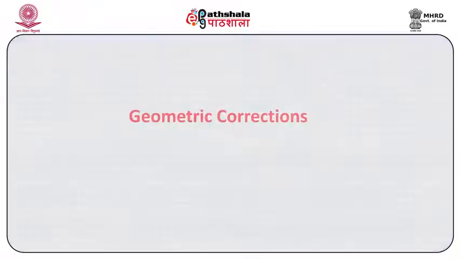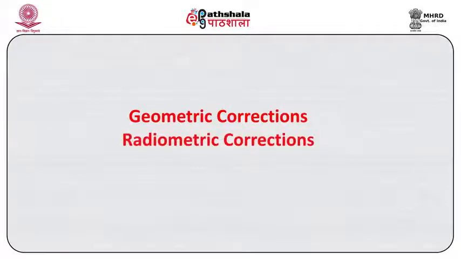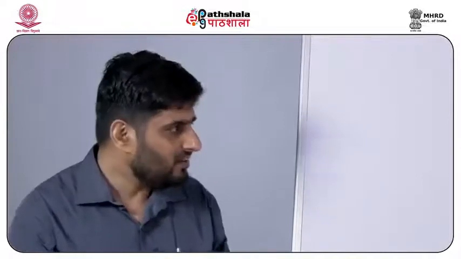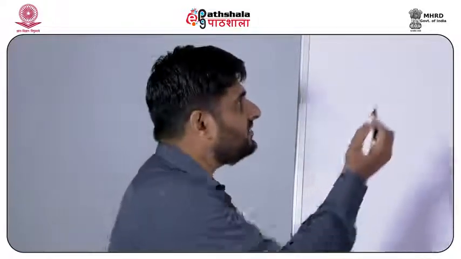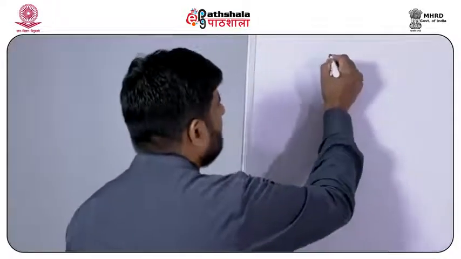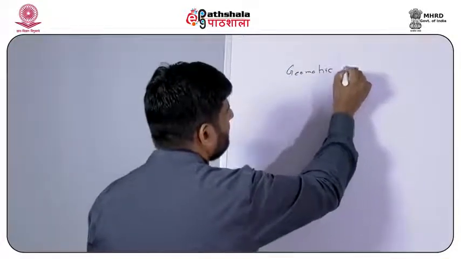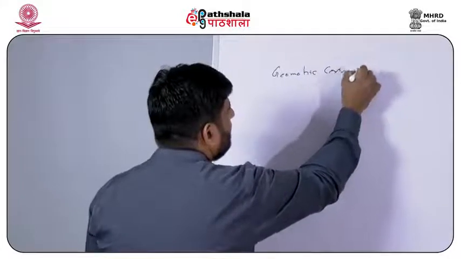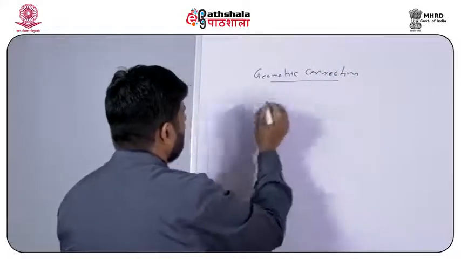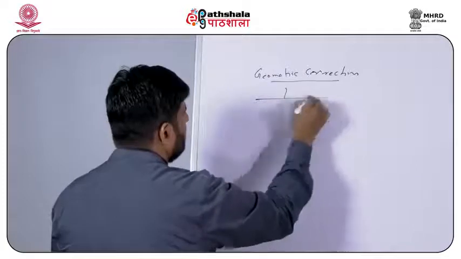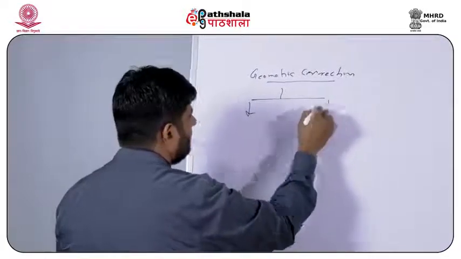So, viewers, this image rectification includes two major components. One is geometric correction and the other is radiometric correction. Geometric correction may have different other components also. So, if we look at geometric corrections, these include errors due to internal as well as external sources.